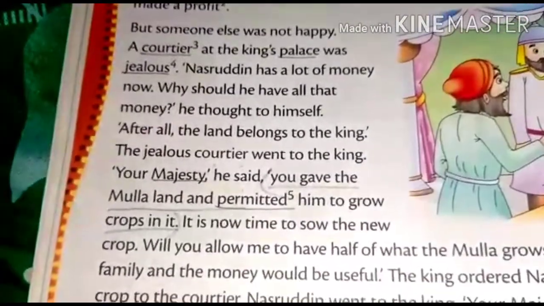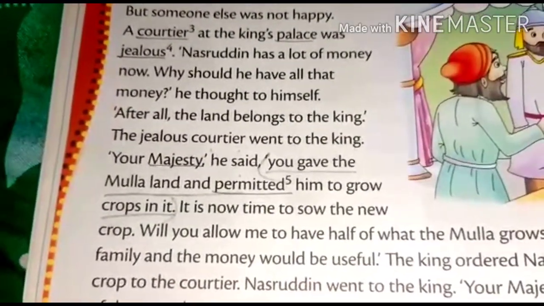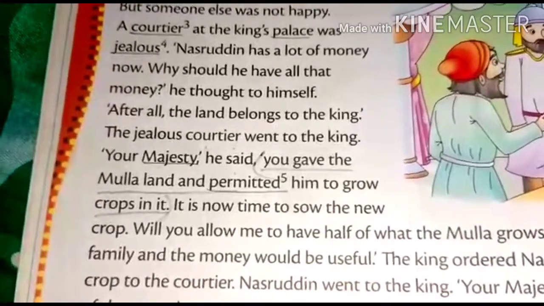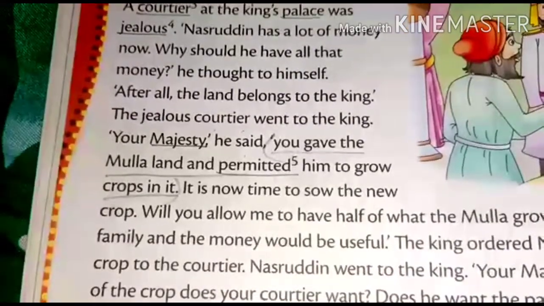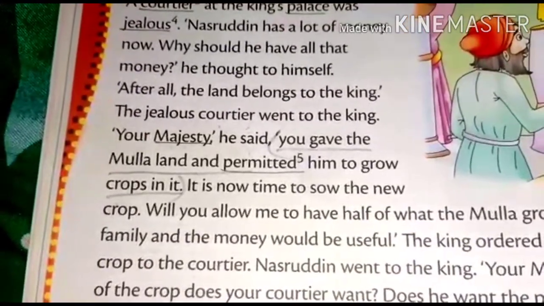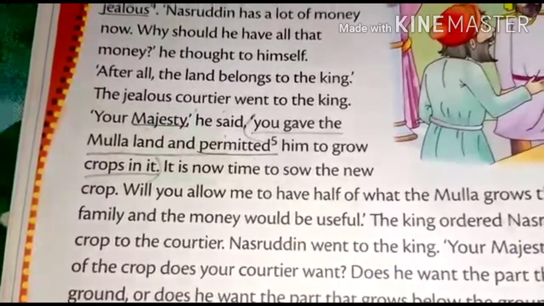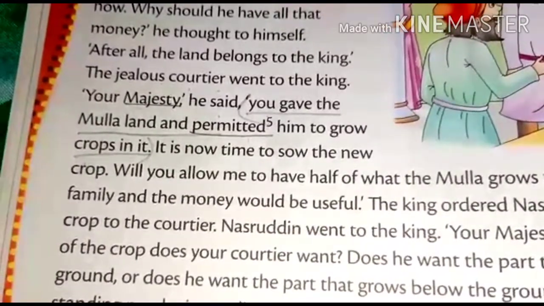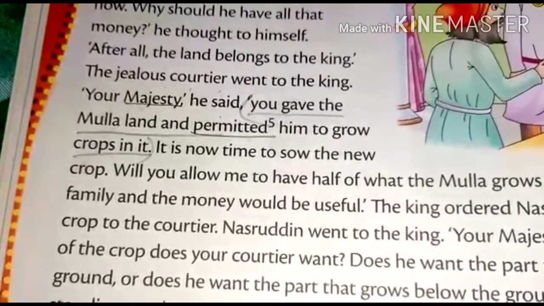Now see, the jealous courtier went to the king. Now the jealous courtier, what did he do? He went to the king because he was thinking, the land is the king's, so why is he having all the money? So he went to the king. Your Majesty, he said. He is saying to the king, you gave the mullah land and permitted him to grow crops in it.